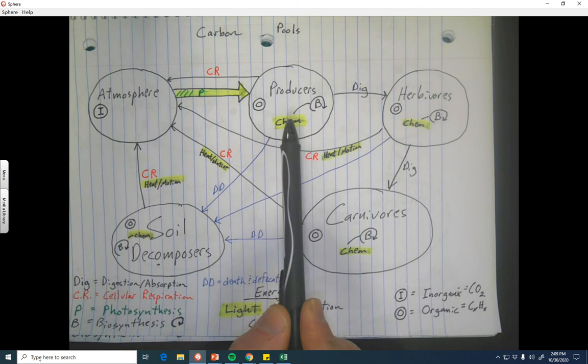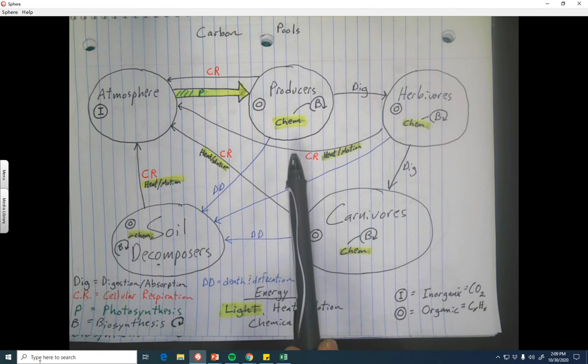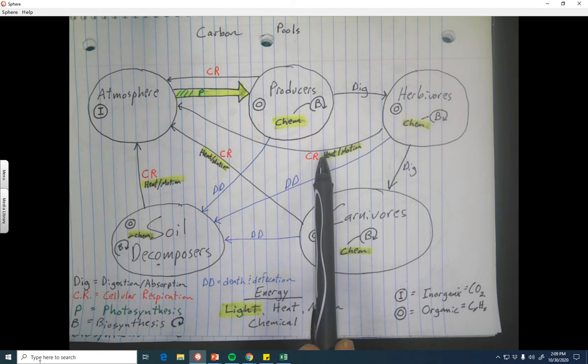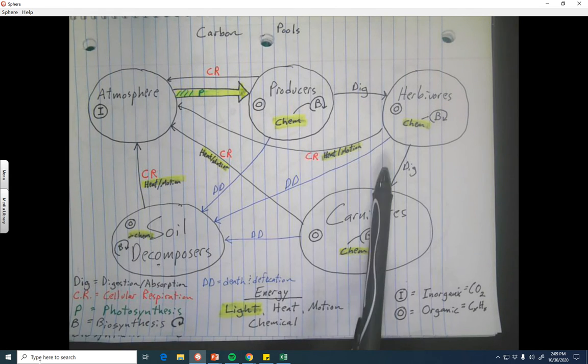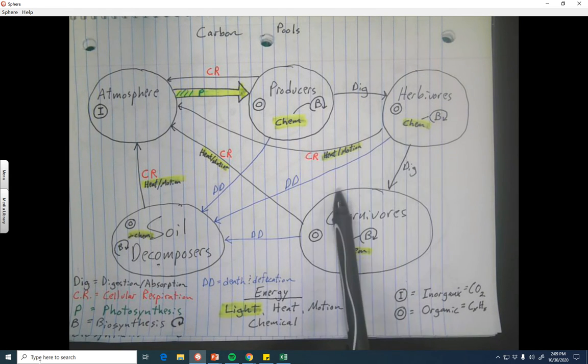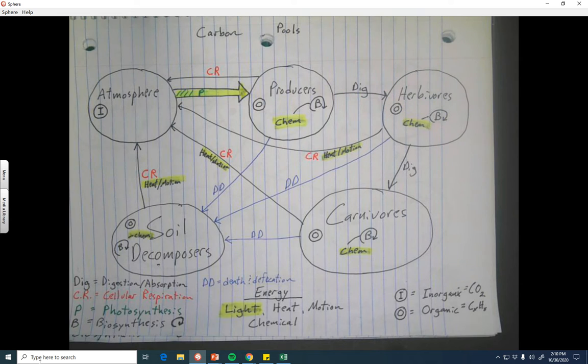As we can see here, every single organism is going to do cellular respiration, and they're going to give off heat and motion energy in most of these cases. And all these organisms and all these pools, for the most part, except for the atmosphere, all contain chemical energy within them. So we have a pretty good idea of how energy is changing and how matter is changing and how matter is moving by looking at the carbon pools.